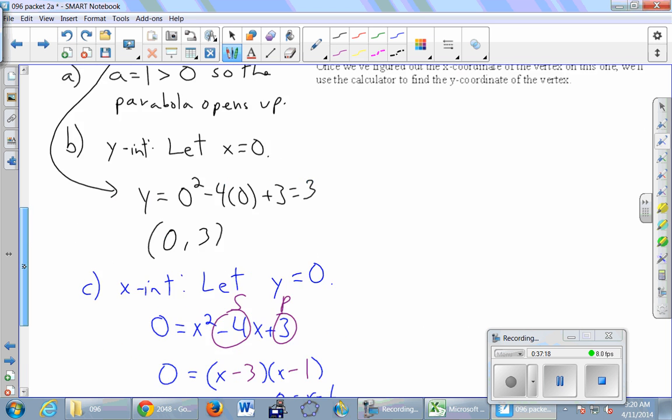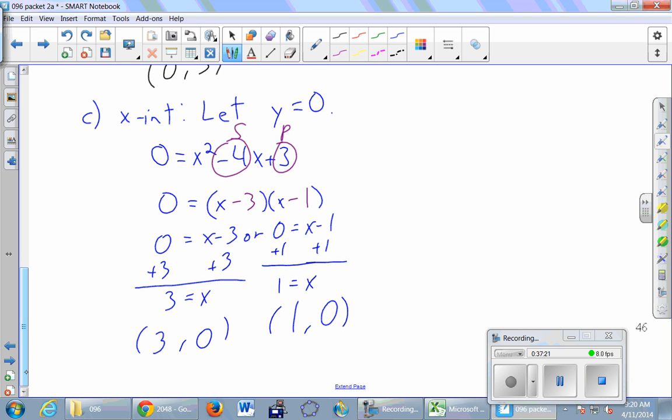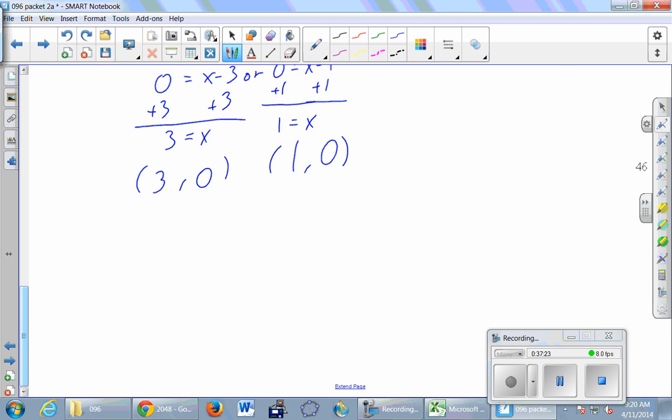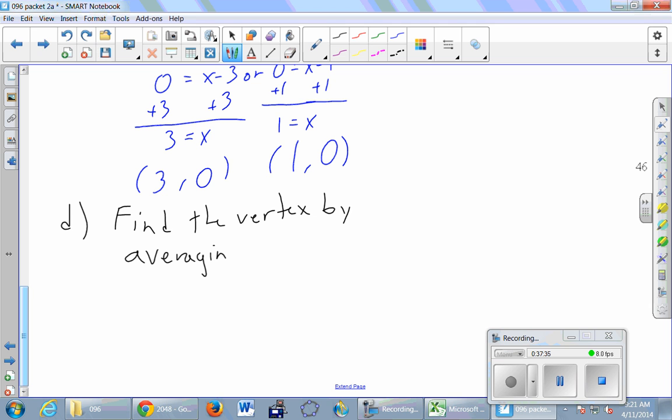So I wanted to write the details of that. Part D is to find the vertex by averaging the x-intercepts.